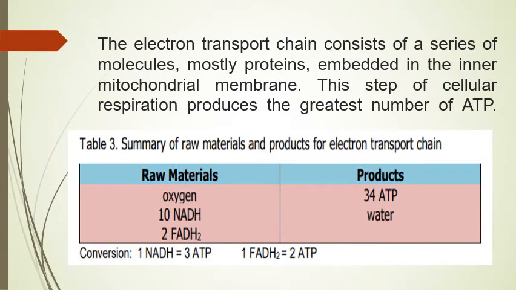The electron transport chain consists of a series of molecules, mostly proteins, embedded in the inner mitochondrial membrane. This step of cellular respiration produces the greatest number of ATP. Table 3. Summary of raw materials and products for the electron transport chain. The raw materials: oxygen, 10 NADH, 2 FADH2. The products: 34 ATP and water.